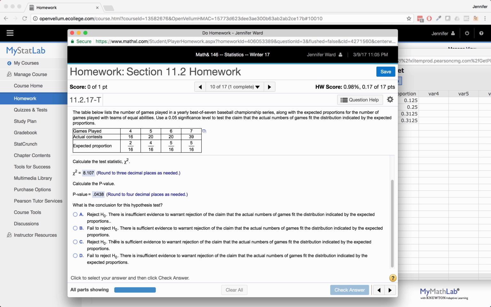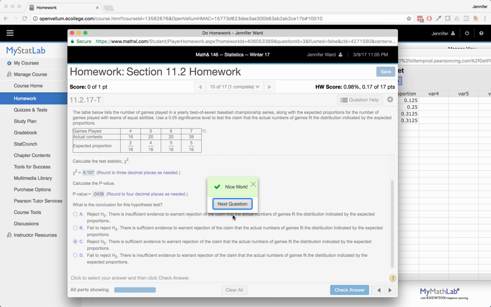Well, even just halfway into the sentence, you can see that there is sufficient evidence to reject that the data do fit. We're rejecting that because the p-value is small. So it looks like those actual contests don't really follow that proportion that we saw with the expected proportion in that null hypothesis. So let's check. There we go.